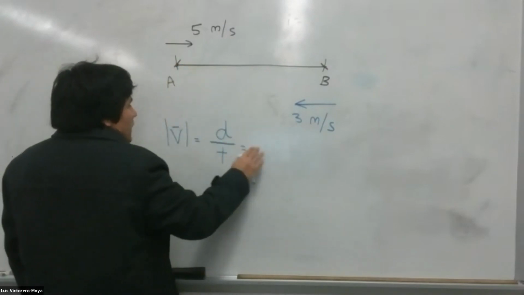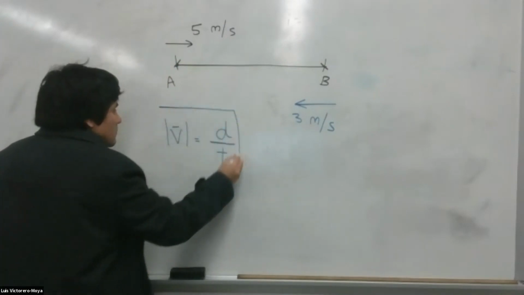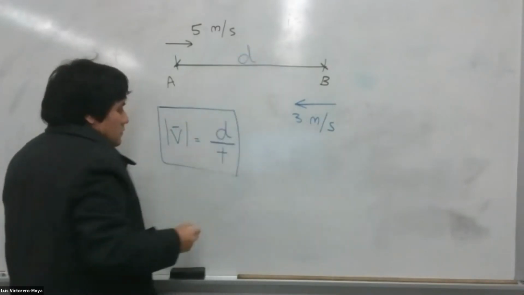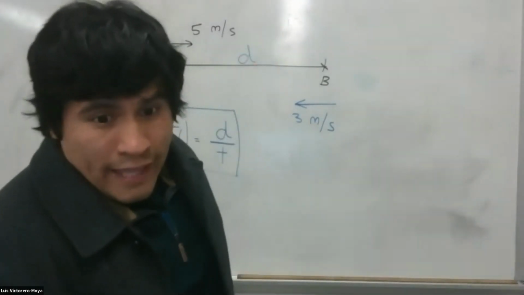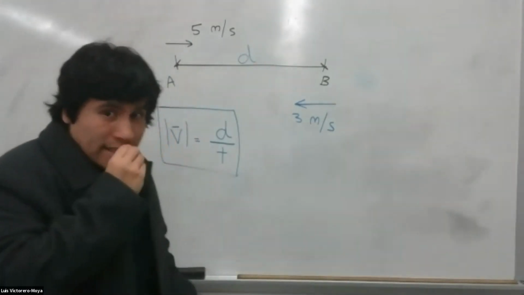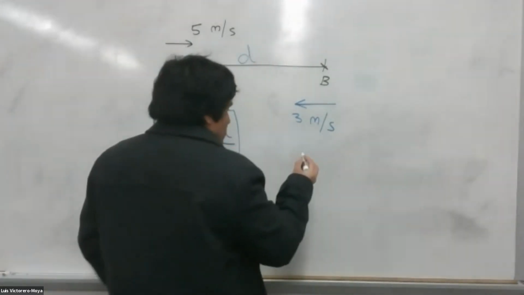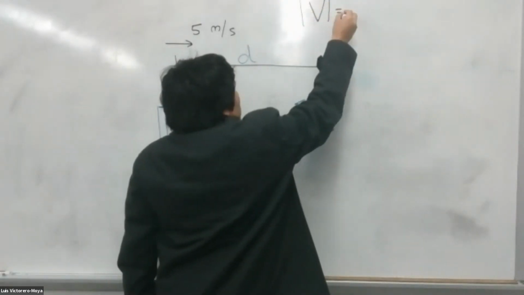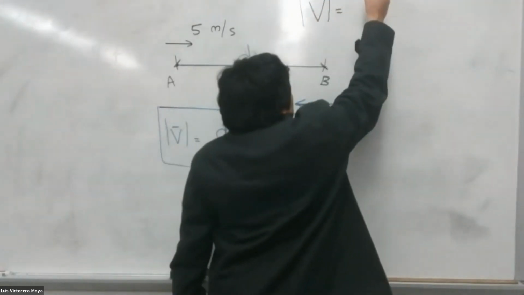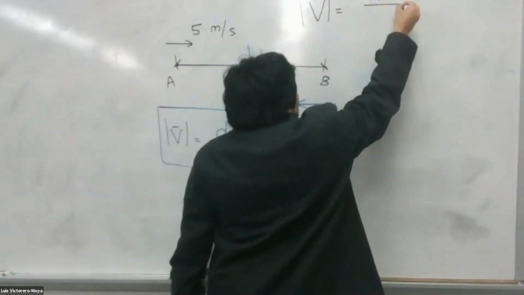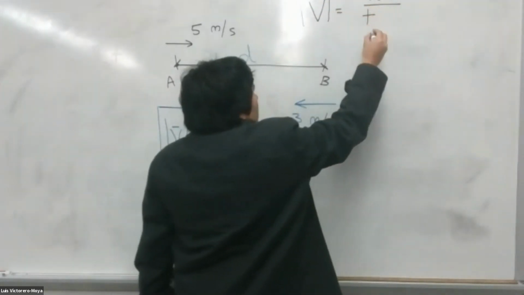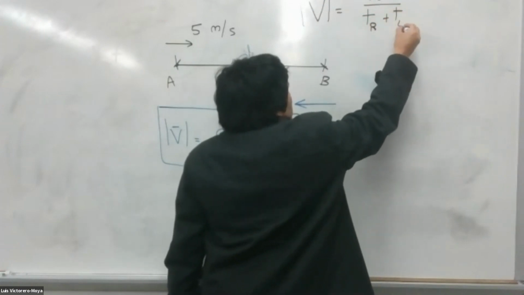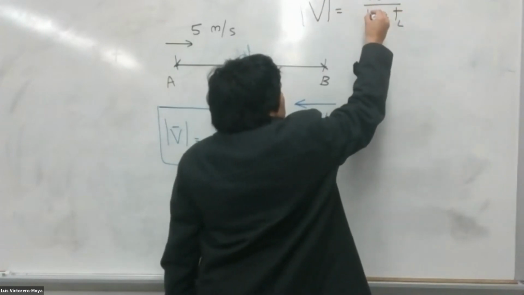So if I consider this distance to be d, then I can certainly say that the average speed will be d plus d, that's the total distance, divided by the time to go to the right plus the time to go to the left.